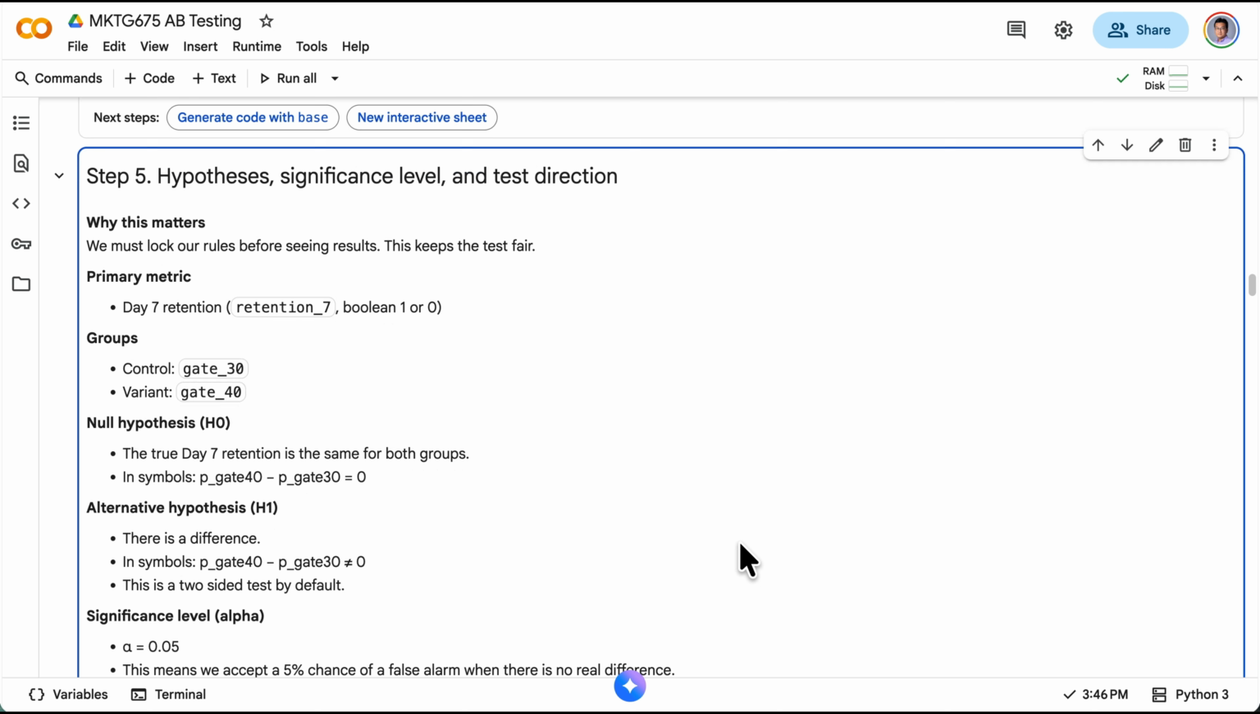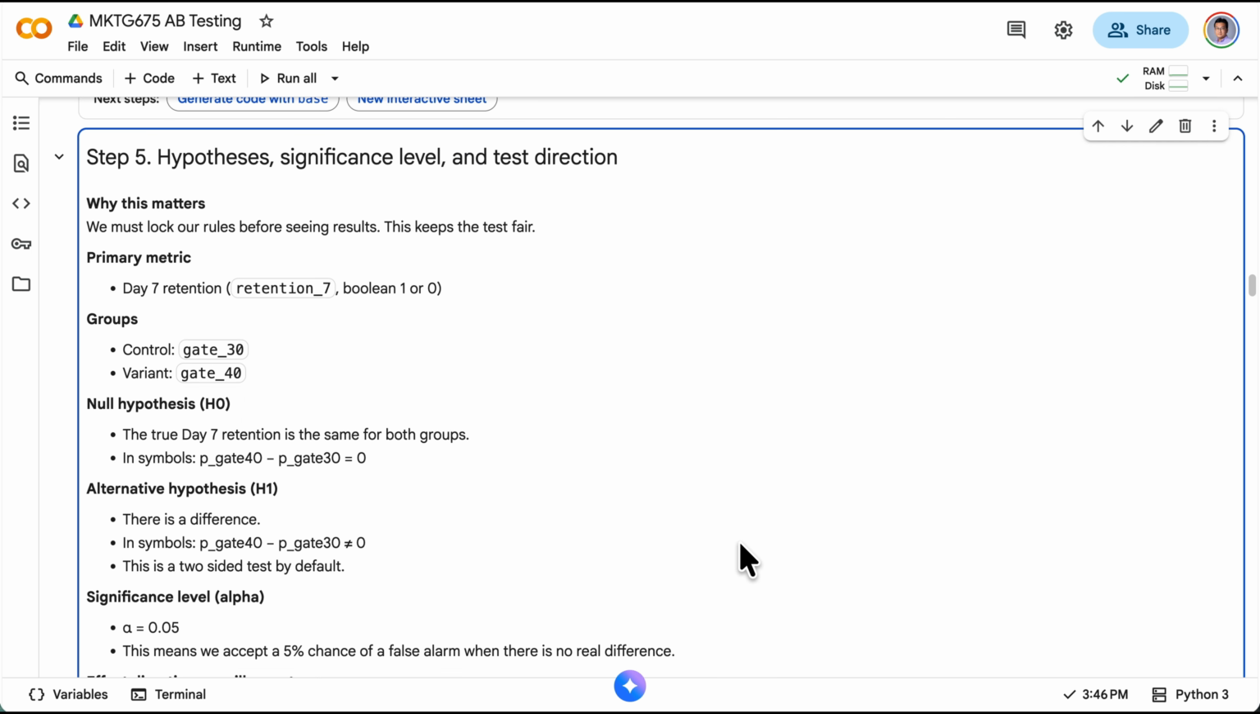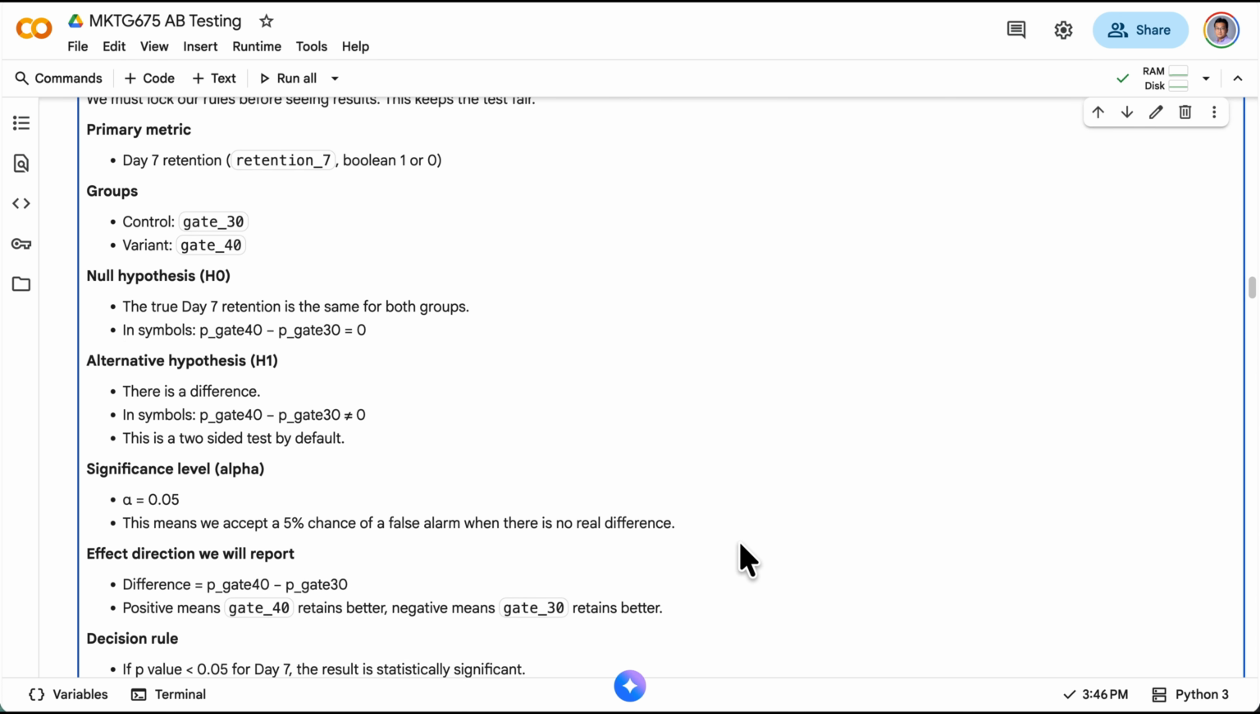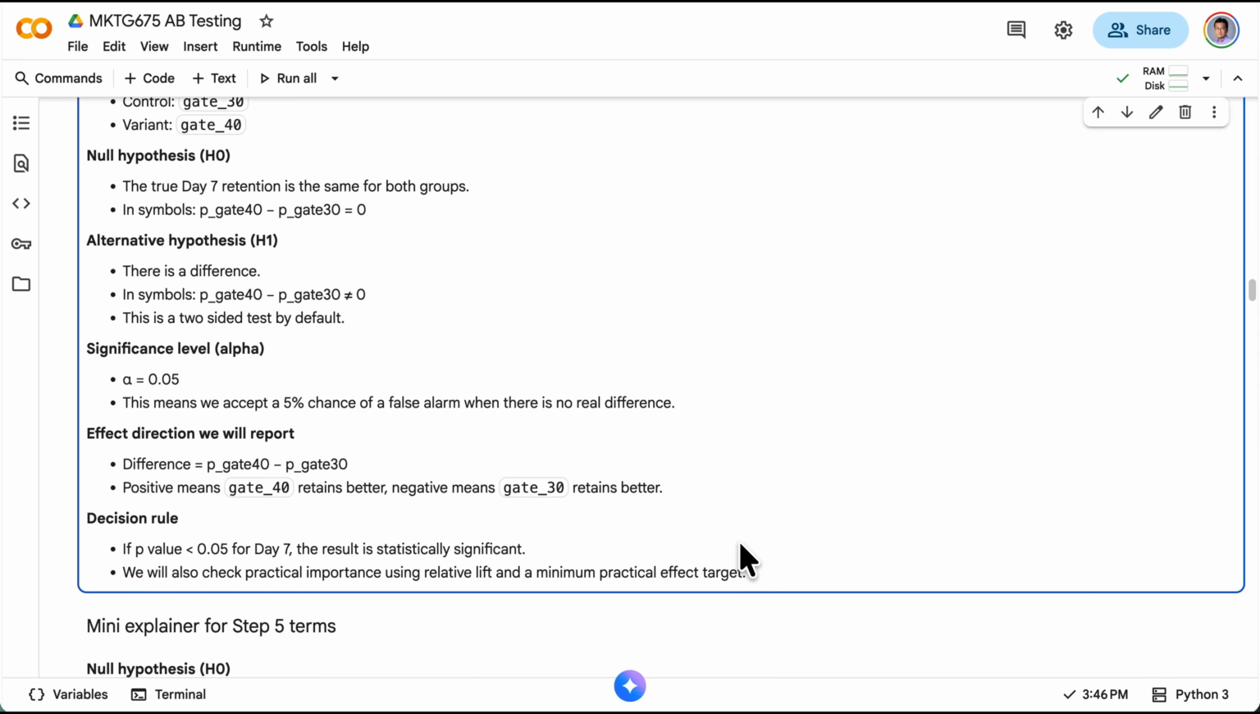Now we state the rules for the upcoming test. Null hypothesis, H0: Day 7 retention is the same, so the true difference is 0. Alternative hypothesis: there is a difference in either direction. We are using a two-sided test by default. We also set alpha to 0.05, which means if there is truly no difference, we accept a 5% false alarm risk. We define the difference as gate 40 minus gate 30, so a positive number favors the variant. This simply fixes the rules. The actual p-value and visuals will come later.